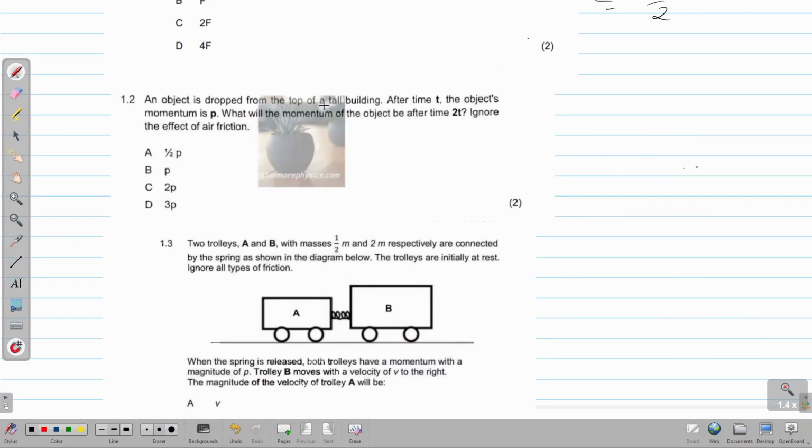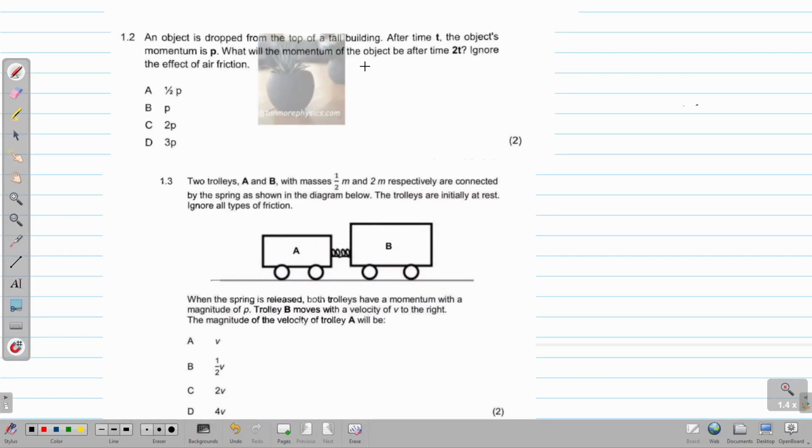An object is dropped from the top of a tall building. After time t, the object's momentum is p. What will be the momentum of the object after time 2t? Ignore the effect of air friction. So this is also a projectile object. So we will apply the kinematics equations, but those equations do not contain momentum. They rather contain velocity, which is all right because we know that momentum is a scalar multiple of velocity.